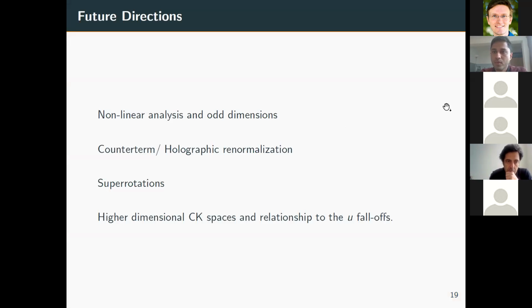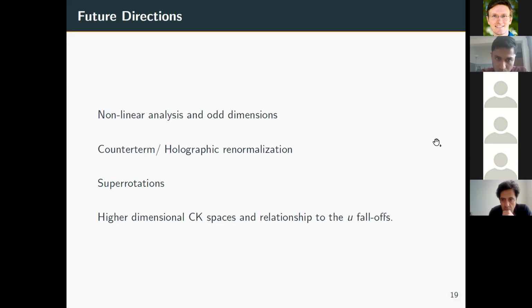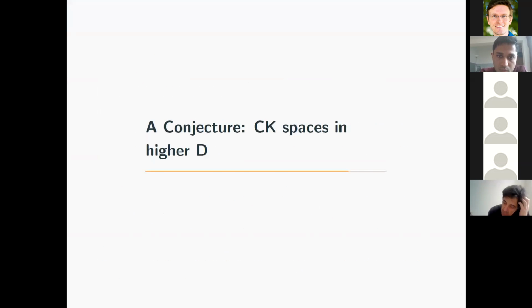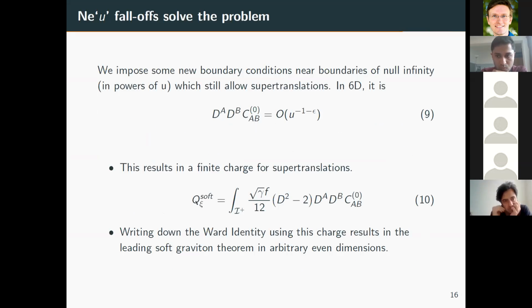Hi. One thing that I didn't understand: how do you cure the divergence in R by imposing boundary conditions in U? What are you using for your charge? Because if you are using the Barnich-Brandt method to determine the surface charge, I think there would also be a divergence in R, right?